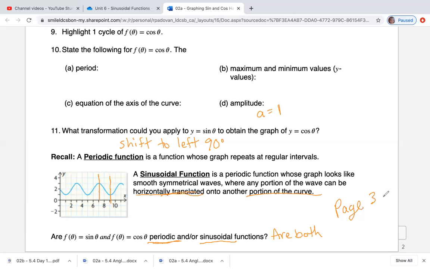page 363 for 6.2, number 7, and number 14.